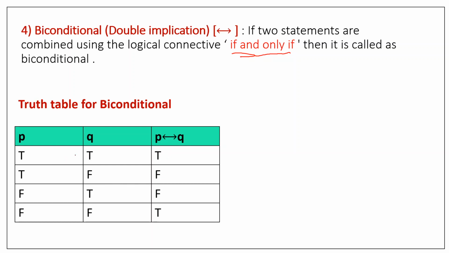So T and T, it is the same, so the truth value is T. These are different, therefore F. And F and F are the same, so this is T. So how to remember? T double implication T is T. F double implication F is T. Otherwise it is F.